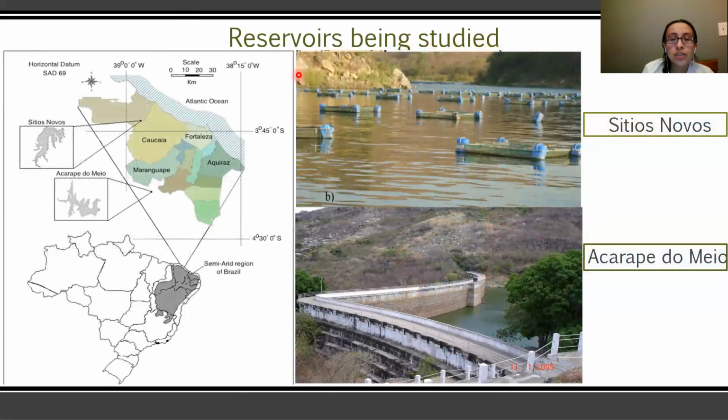So the two reservoirs being studied, the first one is the Sitios Novos reservoir, and the next one is the Acarape do Mio reservoir. The reason why these two reservoirs were chosen was because 12 months prior to the study taking place, they did tests to see if saxitoxin was present, and the test came out all positive. Also, when they checked the levels of phosphorus in these two reservoirs, they could see that they were both eutrophic because of the high levels of phosphorus.